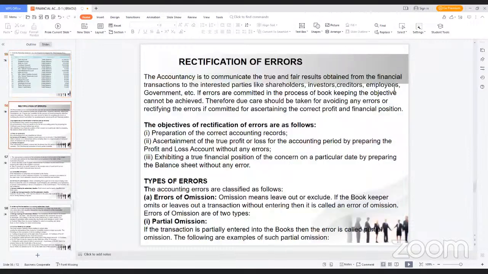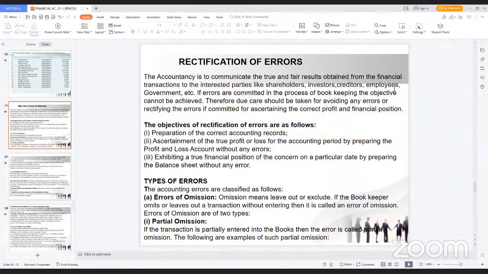Okay? Next. Rectification of errors. Now, rectification of errors. Accountancy communicates the true and fair result, which you obtain from the financial transactions, to interested parties. Who are the interested parties? Shareholders, investors, creditors, employees, government, etc.